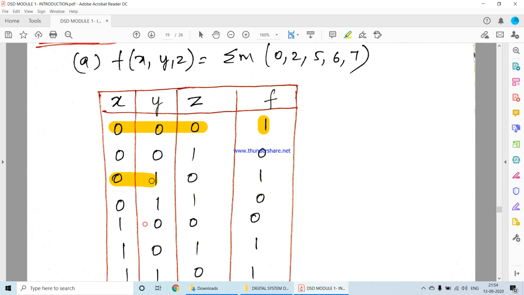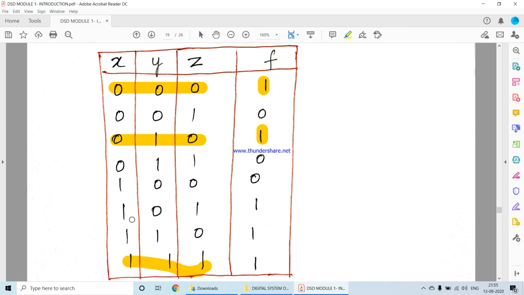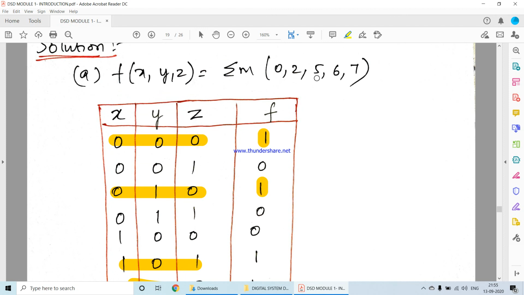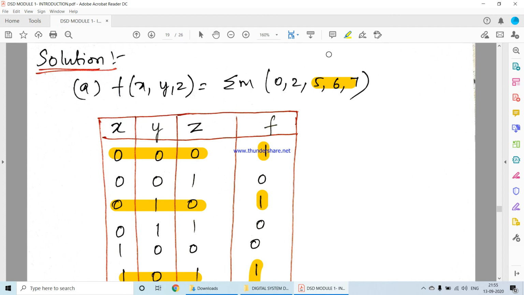Coming to 0, 1, 0, which is 2. 2 is there here, therefore that will take 1. 0, 1, 1 and 1, 0, 0 is 3 and 4. 3 and 4 are not there inside this, therefore that remains as 0, 0. Coming to 5, 6 and 7. 5, 6, 7, all 3 are there. Therefore, all 3 entries will take 1, 1, 1. Whichever is present inside this will take 1, whereas others which are not present here will take 0.